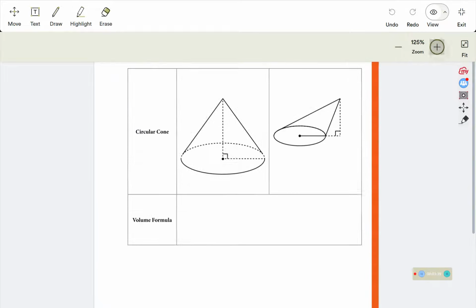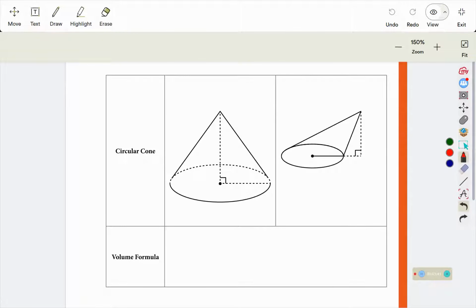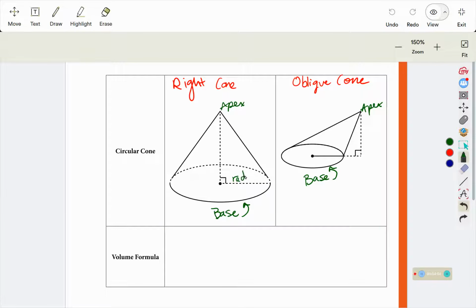On page 369 in your workbook, you have more to add to this graphic organizer. We have the right cone and the oblique cone. Both of them have an apex at the top and a base at the bottom. They have a radius and a height.